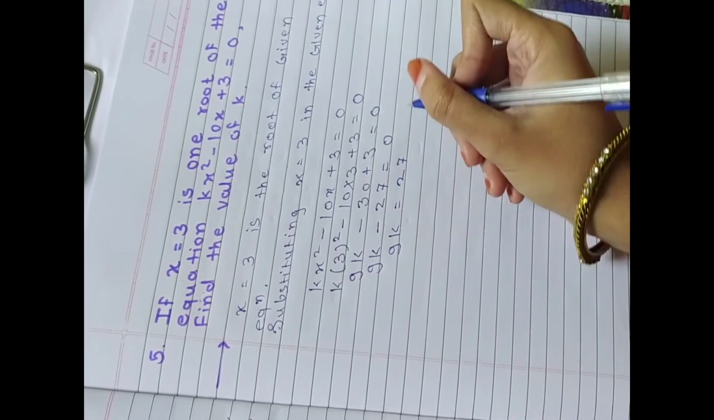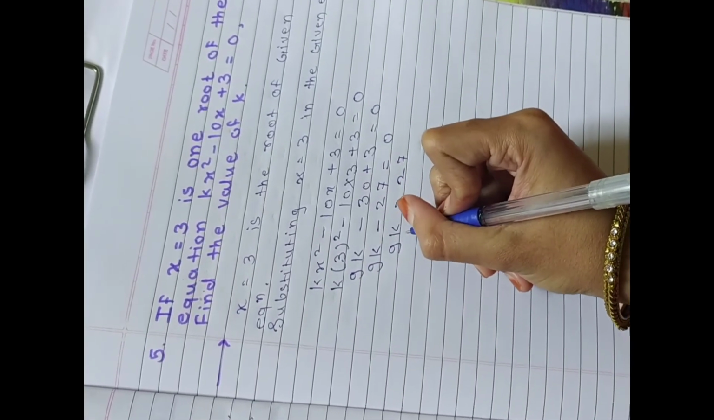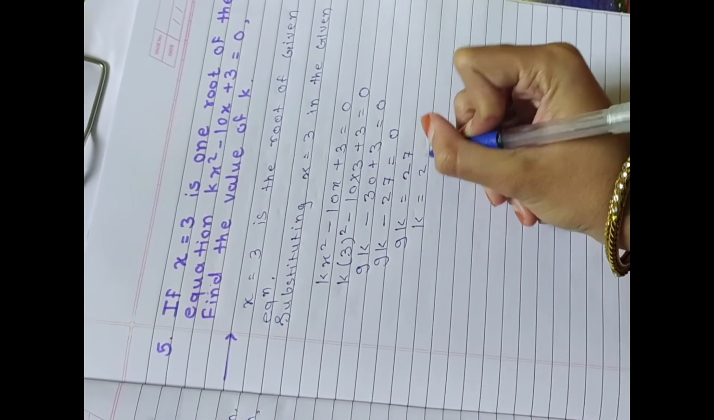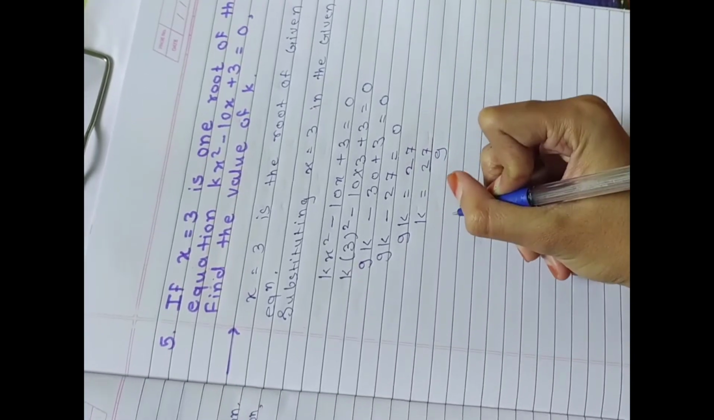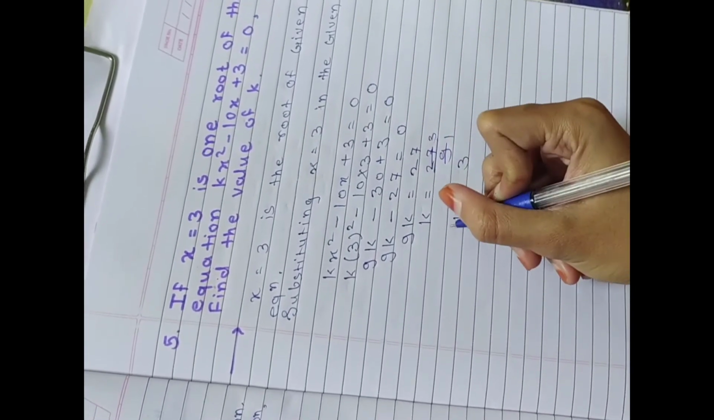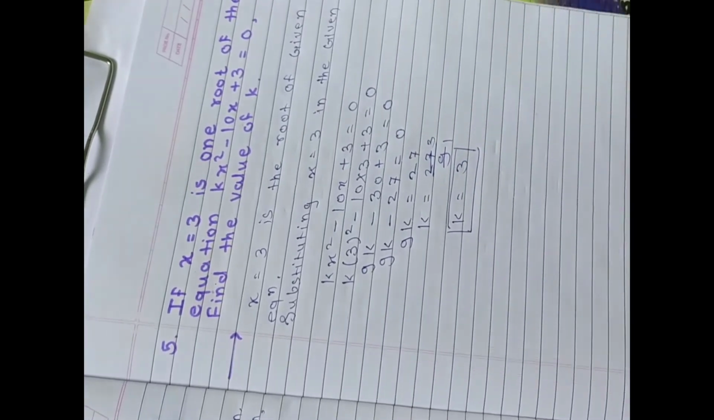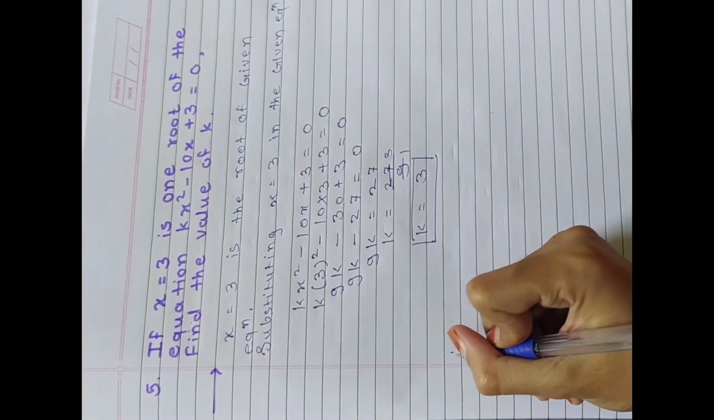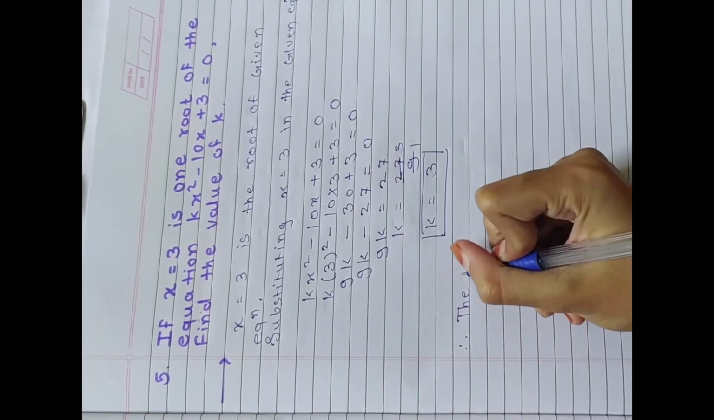That −27 goes on the other side as +27. And k = 27/9. So k = 3. 9 ones are 9, 9 threes are 27. Therefore, the value of k is 3.